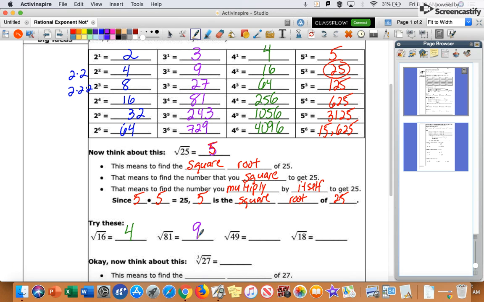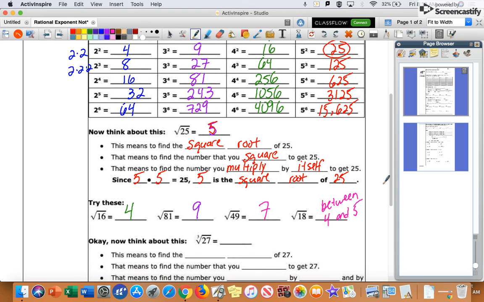So 49, what times itself is 49? 7 times itself is 49. And then what times itself is 18? Well, 3 times itself is 9, 4 times itself is 16, 5 times itself is 25. So this is not going to be what we call a perfect square. This is going to be somewhere between 4 and 5. It's going to be a decimal, closer to 4, because 4 squared is 16 and 5 squared is 25.